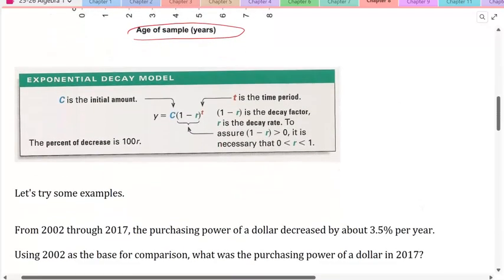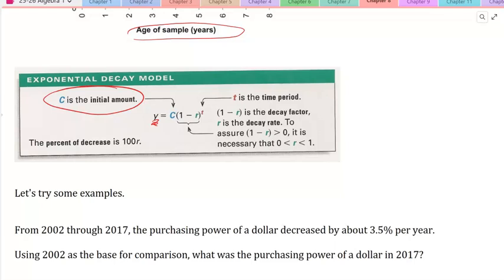So here is the exponential decay model. Now it looks very similar to the exponential growth model, with the exception of the fact that it has a minus sign in the middle instead of a plus sign. Okay, so the amount that you have at any given time is equal to the initial amount, C is the initial amount, multiplied by 1 minus R, and 1 minus R is the decay factor.